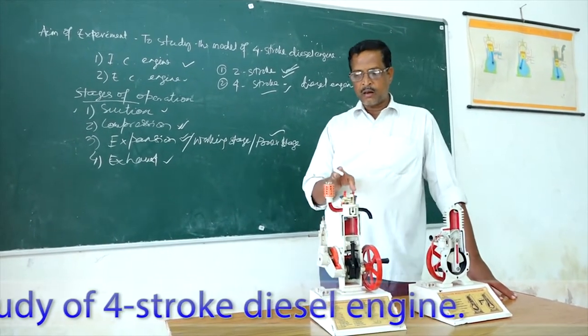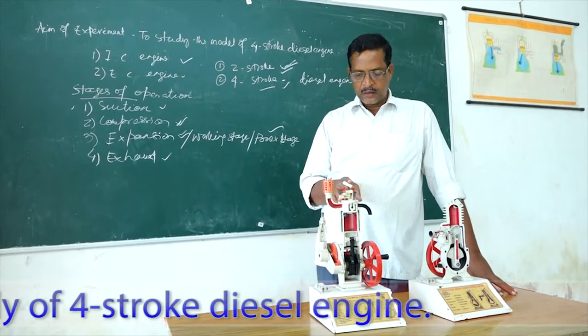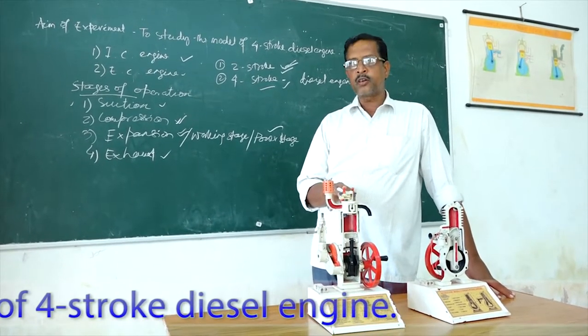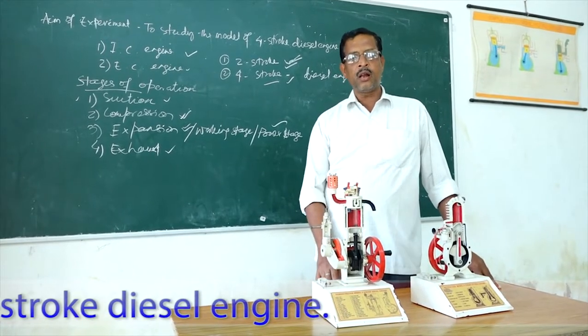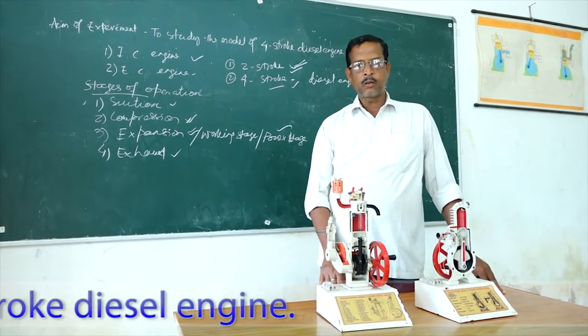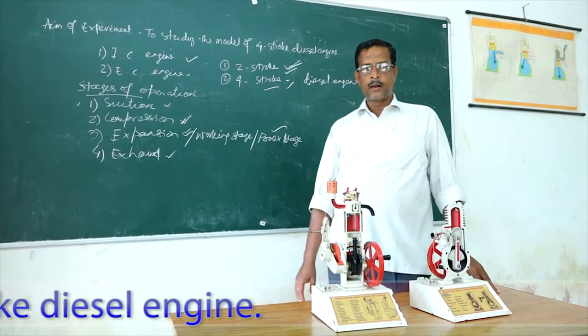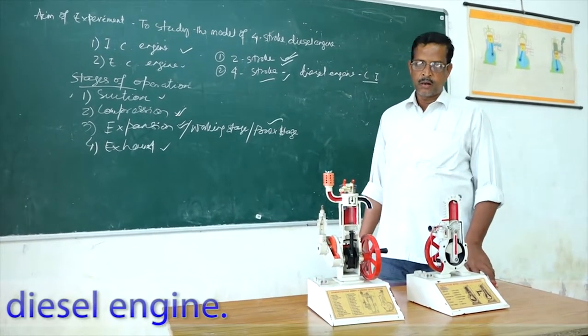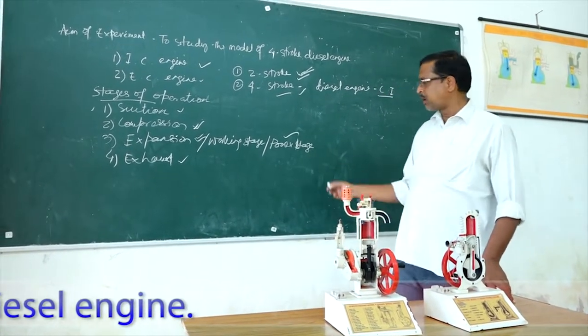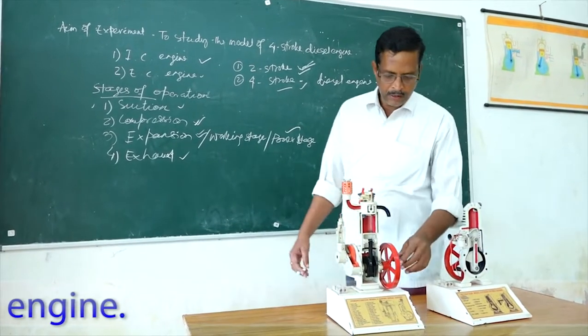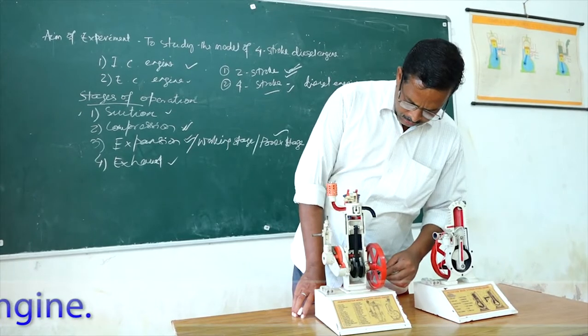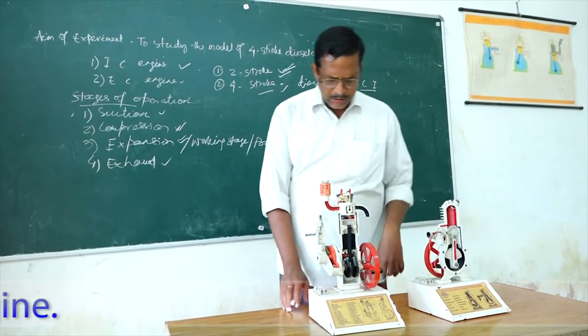So the cycle completes four stages, and in a four-stroke engine, a cycle completes during four strokes of the piston and two revolutions of the crankshaft. One revolution is the power revolution, and the other is the idle revolution. So here is the four-stroke diesel engine.